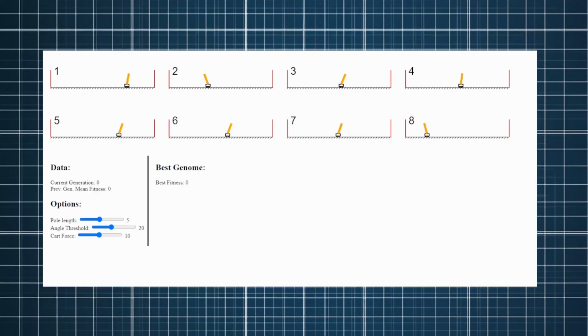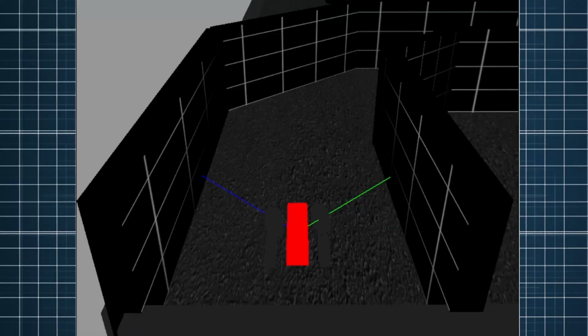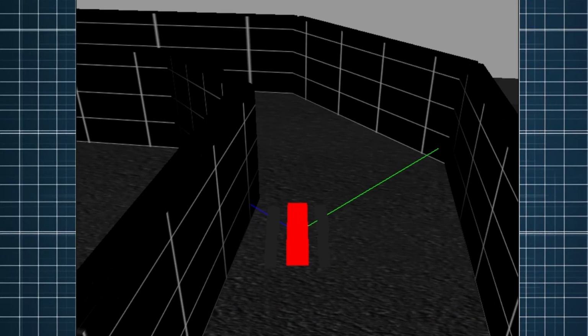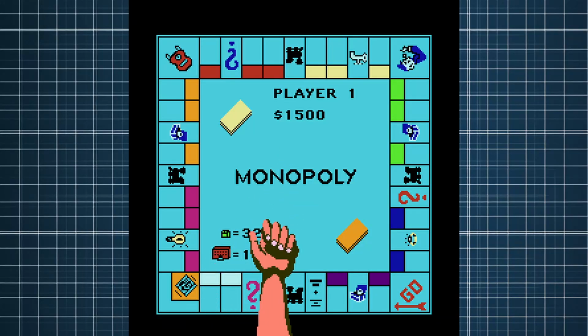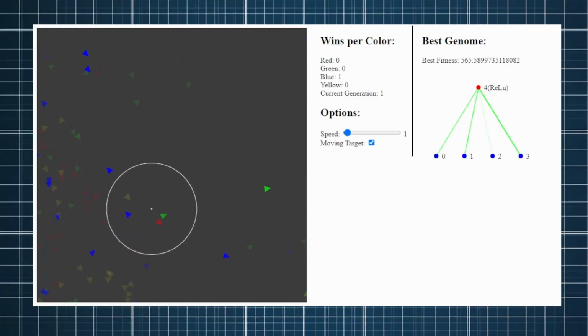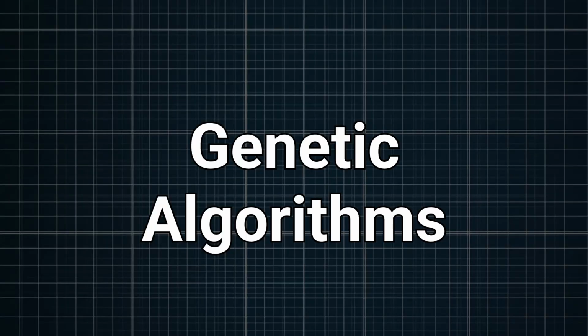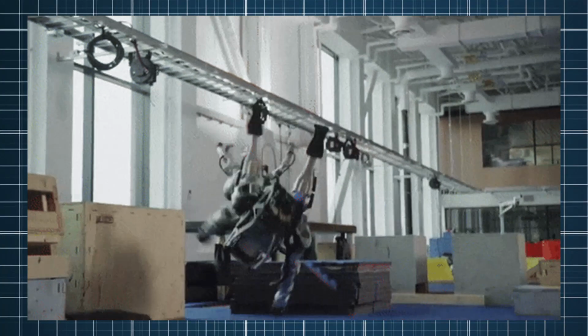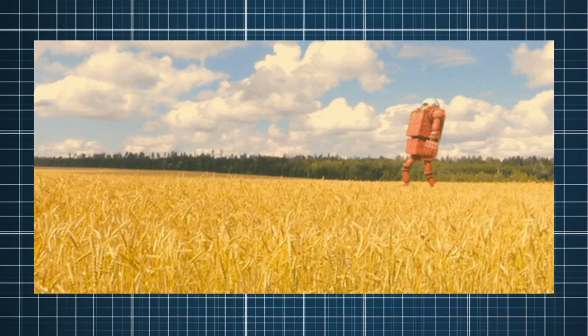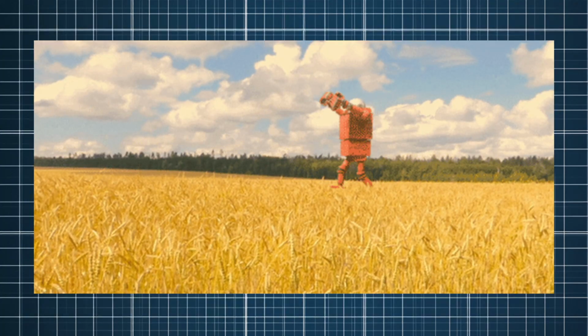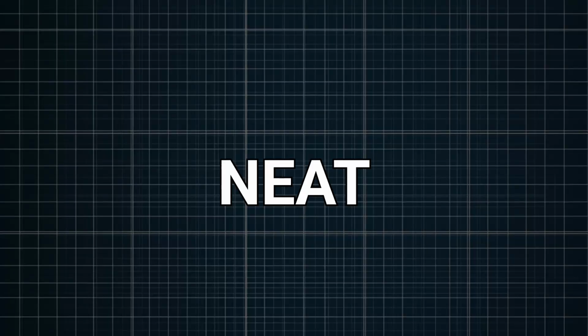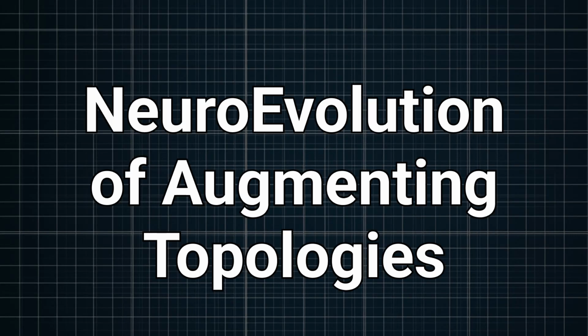Have you ever wondered how an AI model can learn to balance a pole, self-drive a car, or even master complex games like Monopoly? It might seem like magic, but behind the scenes there's a fascinating process at work, one that mimics natural evolution. This process is made possible by genetic algorithms, a powerful tool in the world of artificial intelligence. And within this field, one of the most innovative and exciting approaches is something called NEAT. And no, not this NEAT. We're talking about NEAT, which stands for NeuroEvolution of Augmenting Topologies.